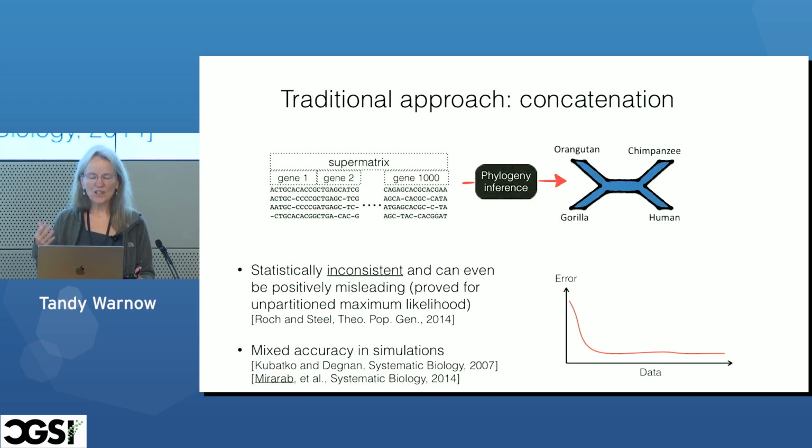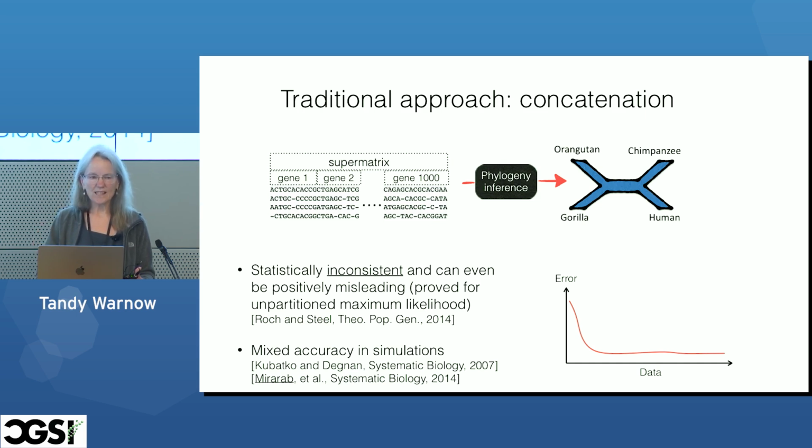So this traditional approach of concatenation is not statistically consistent when you are working with the multi-species coalescent. It can be positively misleading. But in simulations, it's typically not bad. And I'm going to show you the result a little bit later. Sometimes it's very good, sometimes it's bad. When you should use it and when you should not use it is something you have to develop some understanding about the conditions where methods do well.